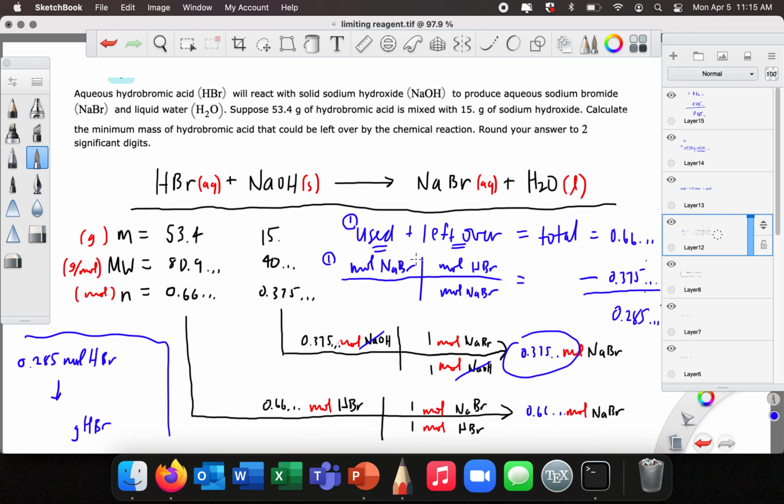The critical point here, I think, for limiting reactants is calculating how much I can make if I use all my sodium hydroxide, and I do that with an arrow like this, or how much I can make if I use HBr, and I circle the smaller amount. All right, hope that's helpful.